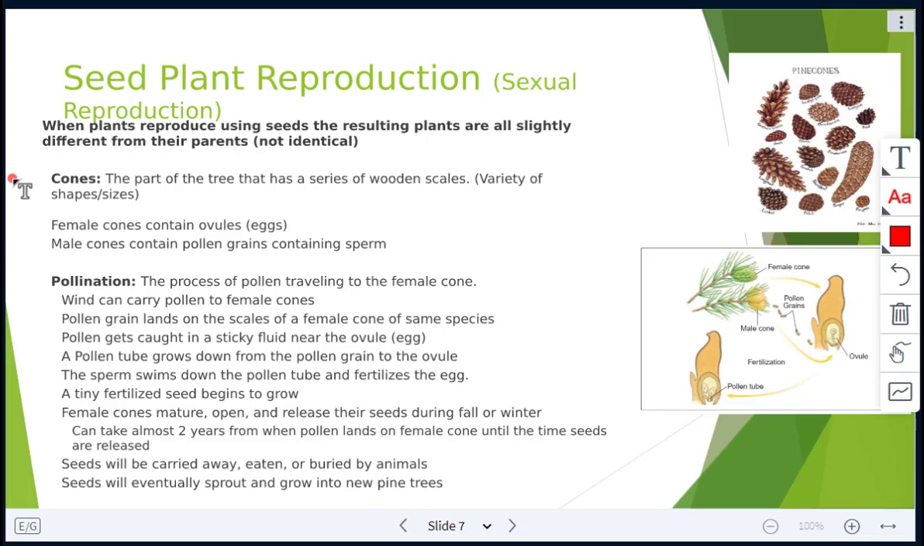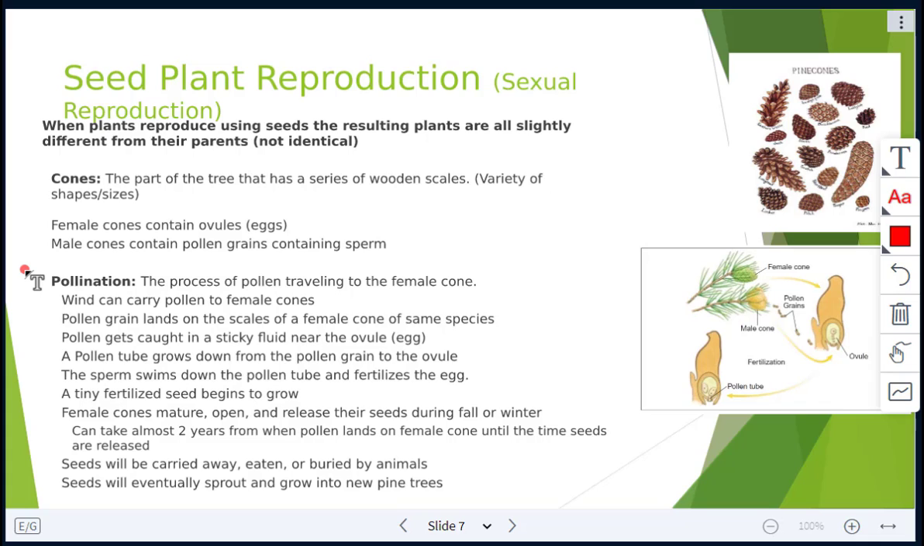So cones, we'll talk about cones first. This is the part of the tree. It has a series of wooden scales. And if you look at this diagram here, these cones can come in a variety of shapes and sizes. The female cones will contain the ovules. The ovules are also called the eggs. The male cones will contain pollen grains, and these pollen grains contain the sperm. So for pollination to occur, pollination is when pollen travels to the female cone.